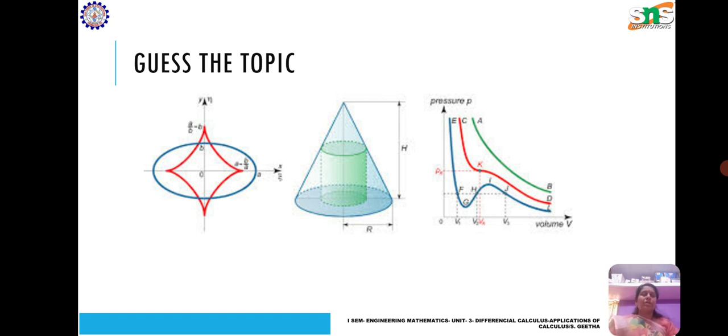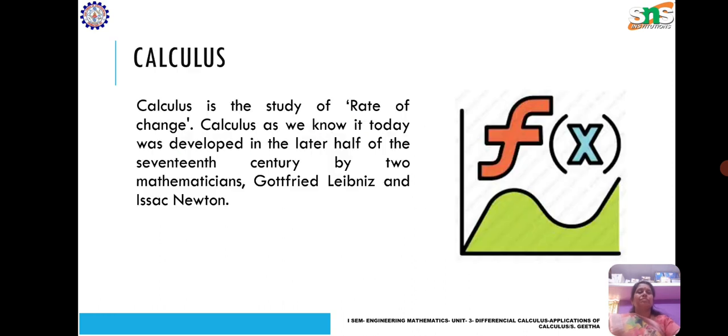In this session, we are going to discuss applications of calculus. Calculus is the study of rate of change. Calculus as we know it today was developed in the latter half of the 17th century by two mathematicians, Leibniz and Isaac Newton.